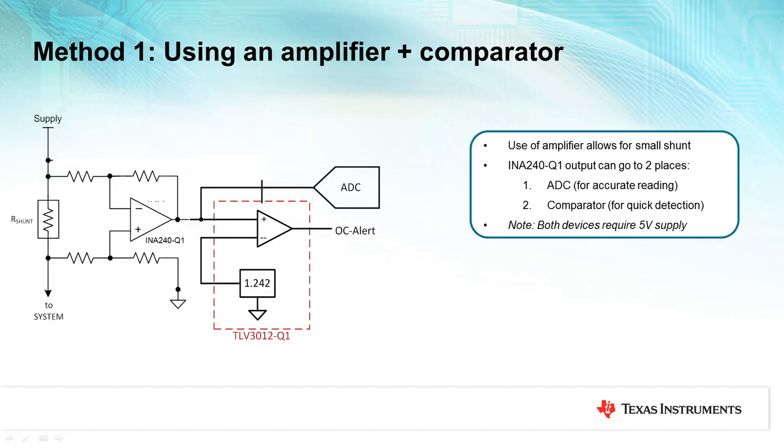Let's start first by analyzing the circuit on our left. Here we see a current sense amplifier used to measure the current through the shunt resistor. We then compare the measured value to a predetermined threshold using a comparator with an integrated reference, which is shown via the red dotted lines.